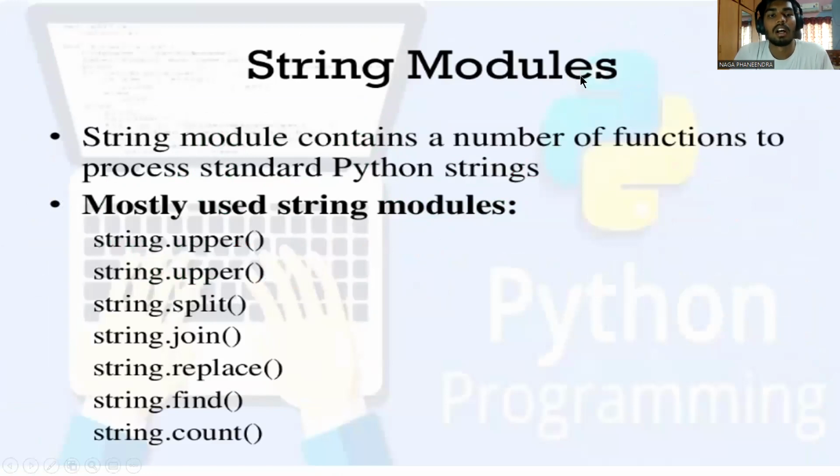So, string modules. The string module contains a number of functions to process standard Python strings. Mostly used string functions are upper, split, join, replace, find and count. If we want to do any customizations in a string, we have to split it and do the customizations possible. And again, you should rejoin them, and replace where we want to replace. So we use all these string functions.